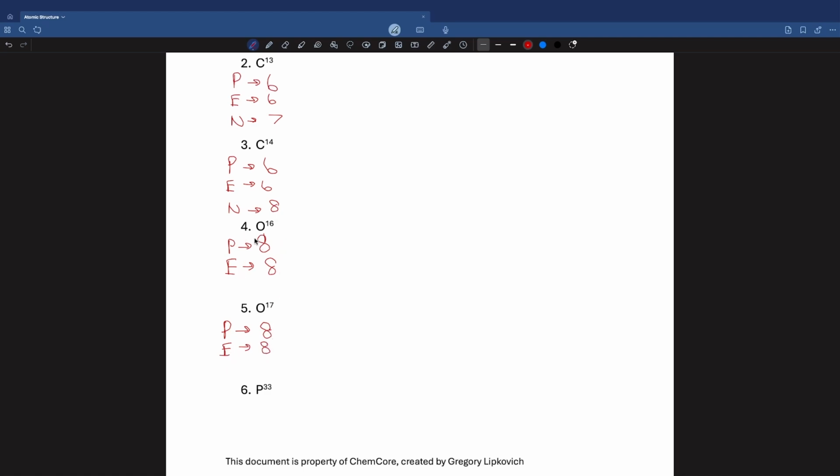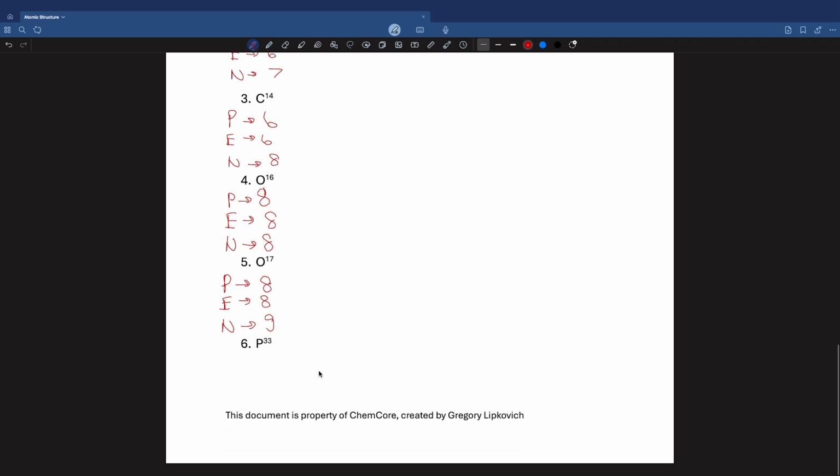However, the number of neutrons does vary between isotopes. It is the mass number minus the number of protons. So 16 minus 8 is 8, while 17 minus 8 is 9.